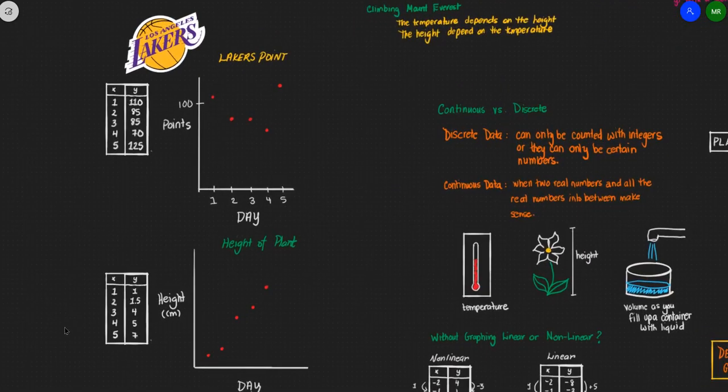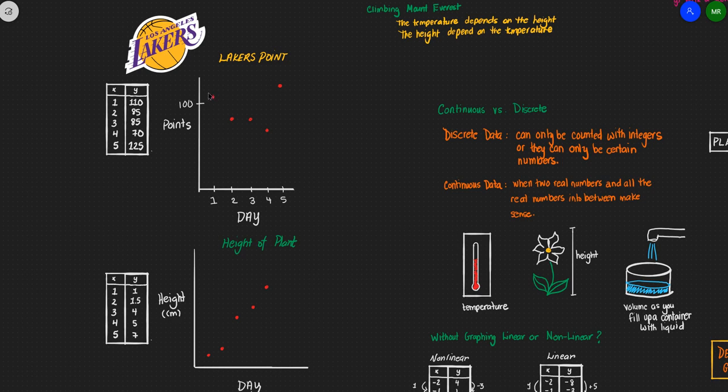So let's look at these two graphs right here. The first one is an example of the points that the Lakers get on any given day. So we have 5 days, and from our table of values, we see the first day they got 110 points. The next day, LeBron had an injury, so points went down, and they stayed down. On the third day, Anthony Davis had an injury too, so those guys are both out. But then on the fifth day, they both came back and the points went up.